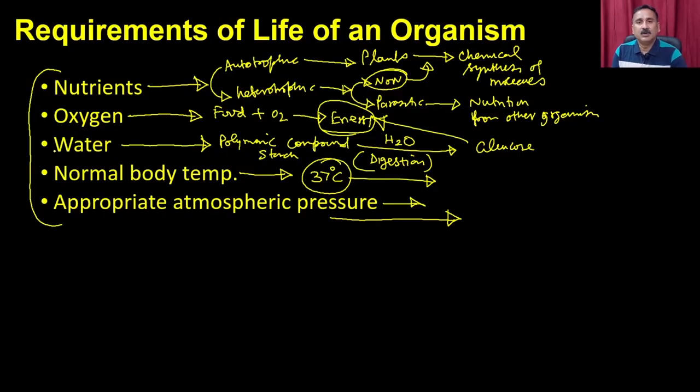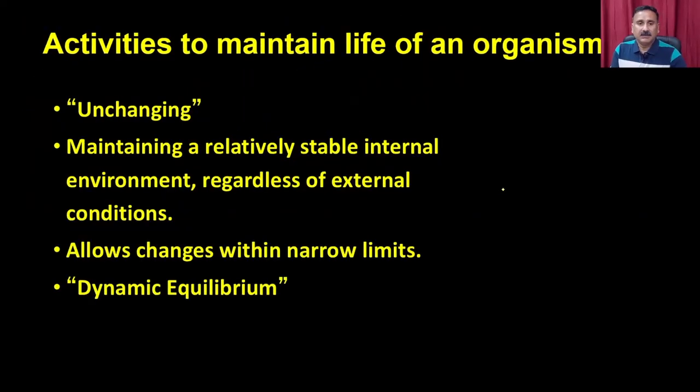But most of these processes may actually go bad, right? Sometimes you may not have an adequate amount of oxygen, sometimes you may not have an adequate amount of water, for example. In those conditions, these processes are going to be disturbed, and that is why all these processes have to be tightly controlled, and that is how life is maintained. So, these are the different types of activities that are responsible.